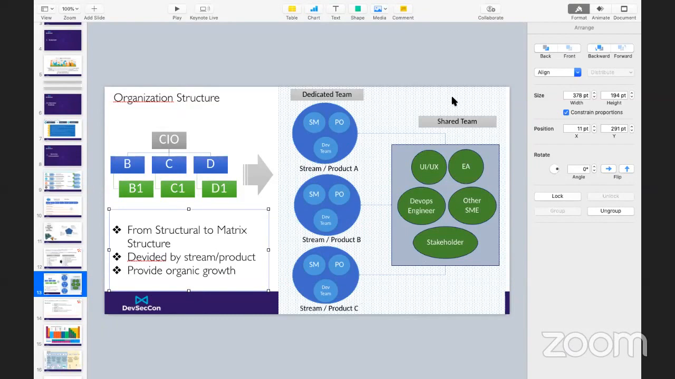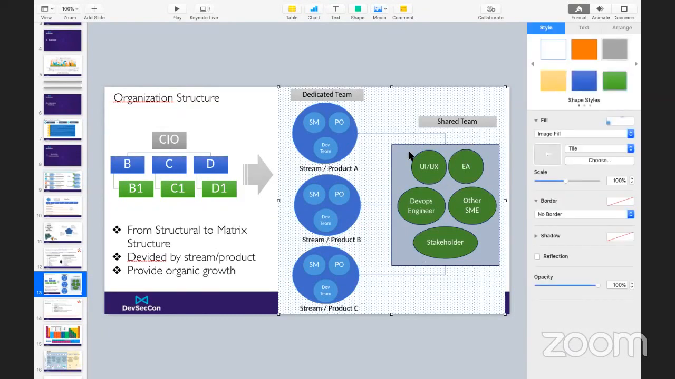So we also divide by stream and product, and we also provide organic growth. We also have a shared team. If you need UI UX, or enterprise architecture, or a DevOps engineer, and also other SMEs, you can share this team. But we also have a dedicated team. So this is one way we do the culture change, by changing the organizational structure from the structural into the matrix structure.